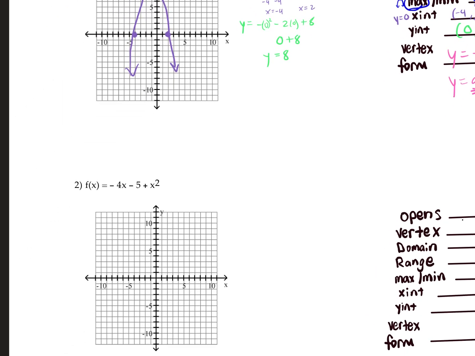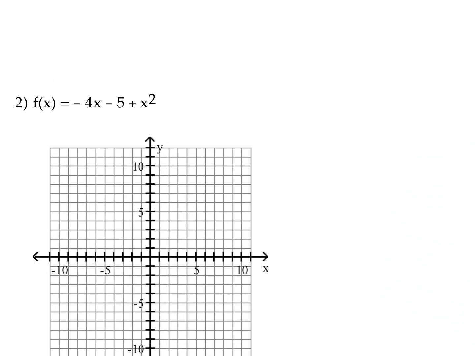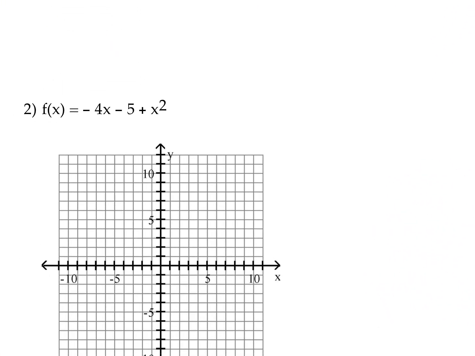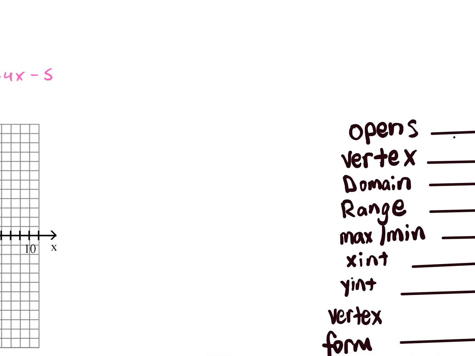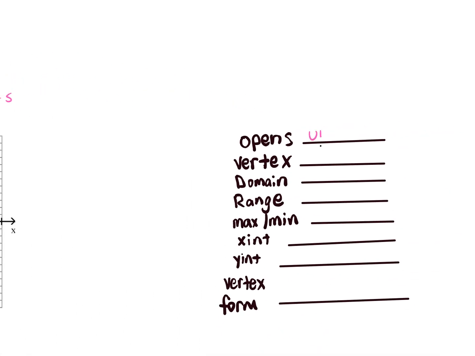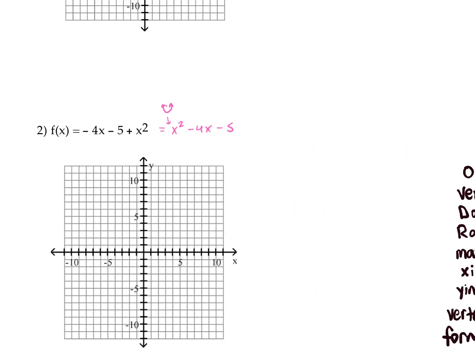All right, let's take a look at number 2. So let's put this in standard form first. I have x squared minus 4x minus 5. So here my a is 1, it's positive, so my graph is going to open up. So it opens up.